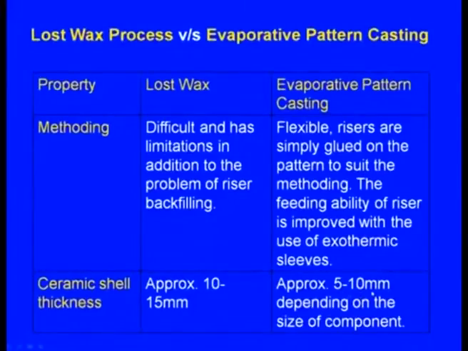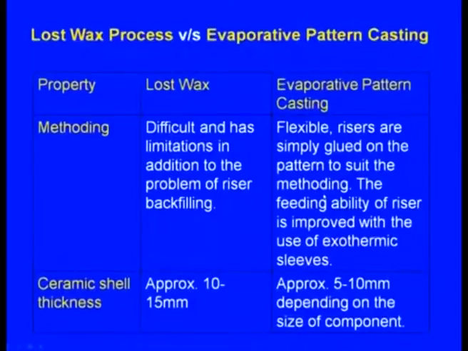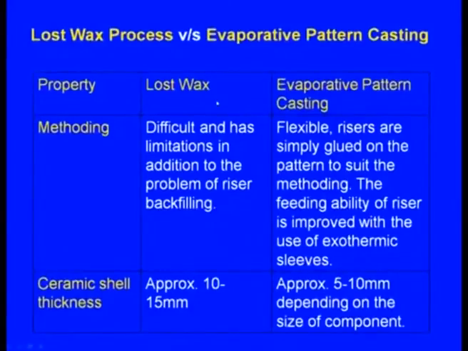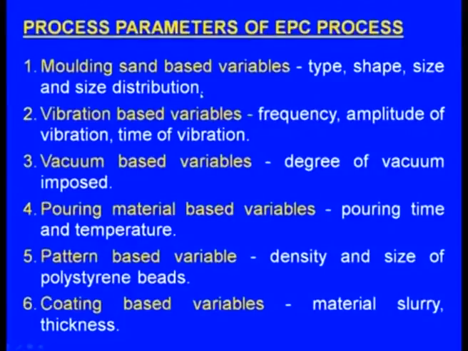This process takes a lot of time, several hours, whereas here the shell thickness is only 5 to 10 mm depending on the size of the component. In the case of the investment casting process, to achieve this 10 to 15 mm thickness, several hours are required. That much time is not required in the case of the evaporative pattern casting process. So far we have seen several comparisons. In all these comparisons, we have seen that evaporative pattern casting is superior to the investment casting process, or the lost wax process. Now, what are the process parameters of the evaporative pattern casting process?